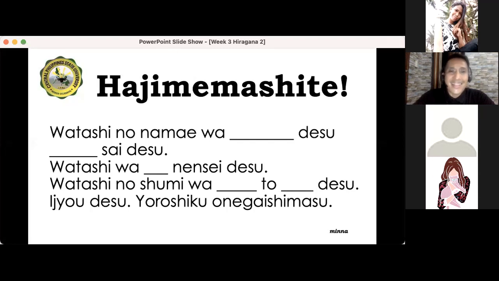Let's say I'm 18. So 18歳です。Watashi wa 1年生です。Watashi no shumi wa, when you say watashi no shumi wa, it means your hobby. So halimbawa, nagluluto ako at saka I like sports. So I would say, watashi no shumi wa ryori to sportsu desu. Ijo desu. Yoroshiku onegai shimasu. So ito, translate natin from top to bottom para malaman natin ano bang kahulugan nito.